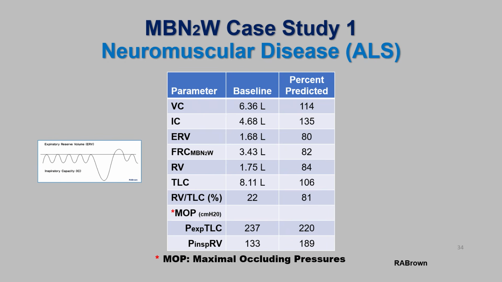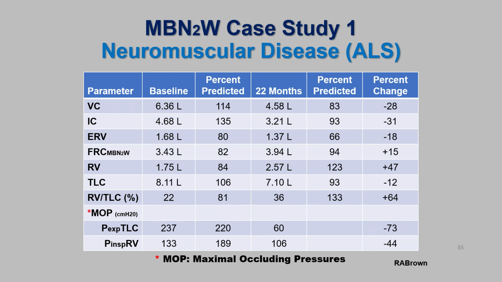This subject is a 34-year-old male, 72 inches in height and 196 pounds. He presented with a recent onset of extremity weakness. As can be seen from this data, static lung volumes fall within the broad range of normal. Despite his maximal occluding pressures being greater than predicted, his expiratory reserve volume is disproportionately reduced relative to his inspiratory capacity. After initial studies were performed, serial measurements were obtained approximately every 5 months to monitor disease progression.